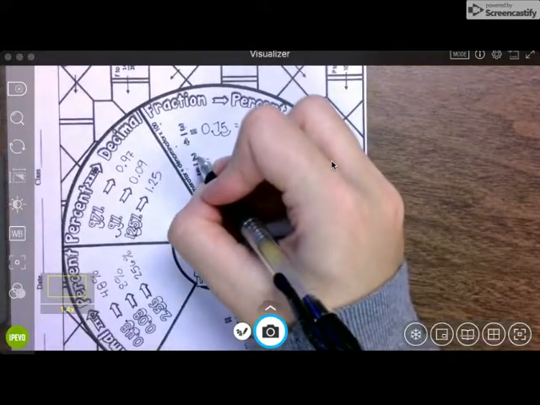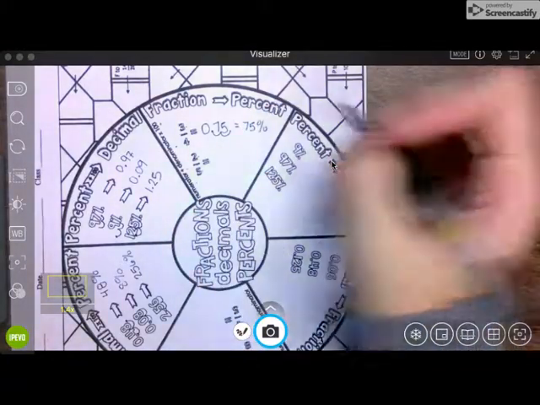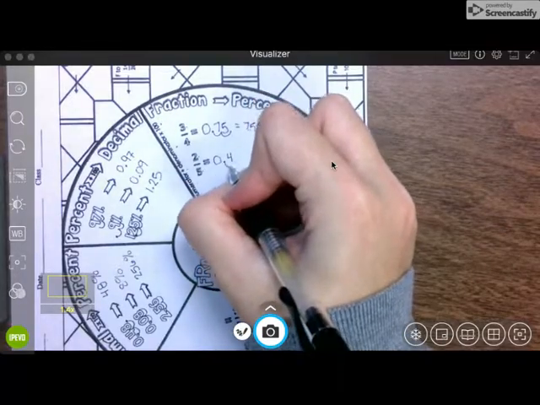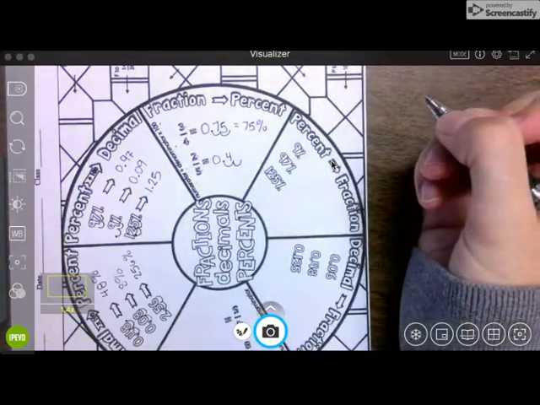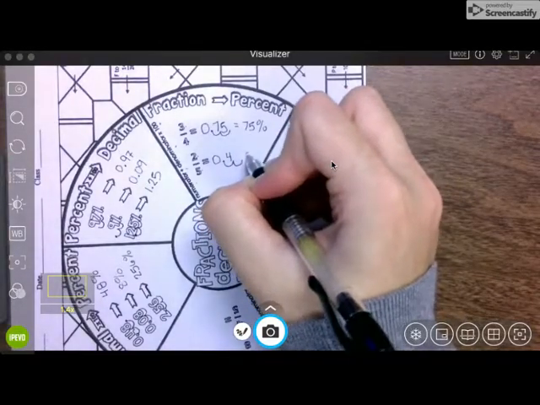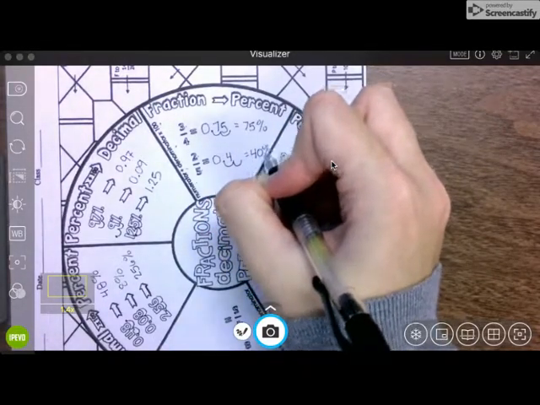Do the same thing here. 2 divided by 5 gives us 0 and 4 tenths. Move the decimal 2 places to the right or multiply by 100. And we just talked about if we don't have a number here, we're just going to add a 0. So that would be 40%.